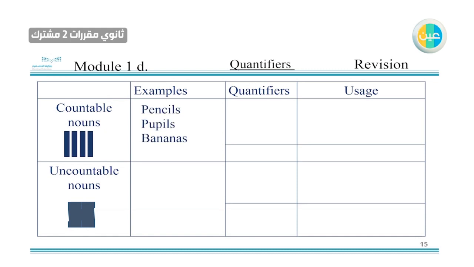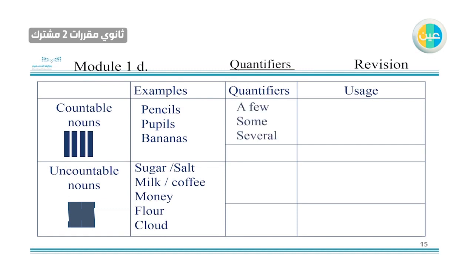Now, as you can see, in the examples, pencils, pupils, bananas are countable nouns. When you're asked, you be careful with that noun. You are asked, for example, to choose between bananas and sugar, or salt, or coffee and milk. These are uncountable nouns. Now, with the quantifiers, I made that in a table. I hope it's clear for you. If I'm going to say I have few pencils, or a few pencils, or some pencils, or several pencils, it means these are countable nouns. I can use that if I want to, for a sentence as affirmative.